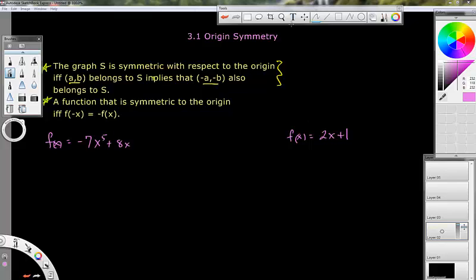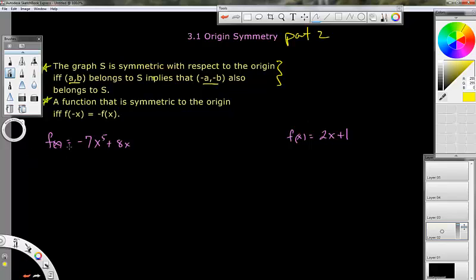Welcome to the sequel of Origin Symmetry. We'll call this part 2. Now we're going to test these. If you have not watched part 1, go back and watch it, and then try these problems as extra practice. So pause it now and work them out.